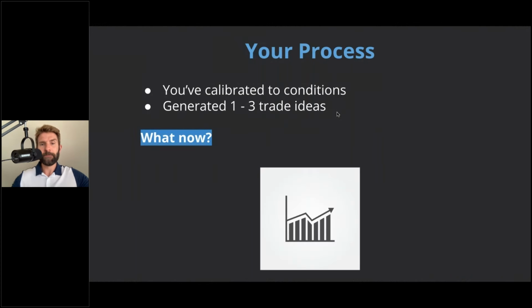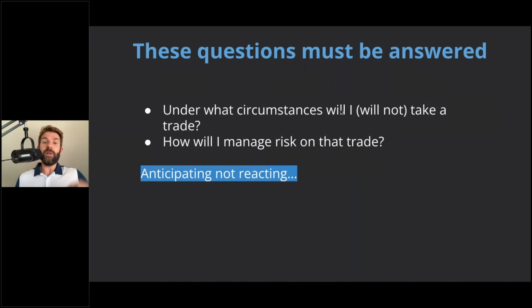Okay, so let's assume you've calibrated to conditions, right? You've generated 1 to 3 trade ideas. What now? So you've done the first process we talked about last week. What now? What the hell now, Mark? I've done all that. Now what? You need to now decide under what circumstances you will or will not take a trade, right?